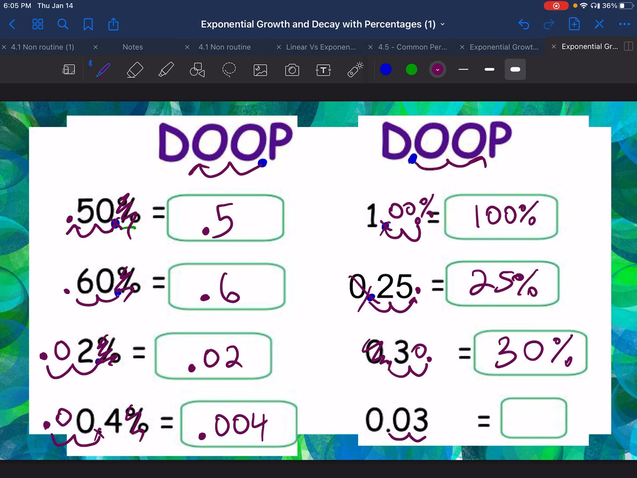I move my decimal point 2 places to the right, and there's actually a lot here I don't need. I don't need my old decimal point, I don't need that first 0, and I don't need that second 0. I'm just left with the number 3. 3%.